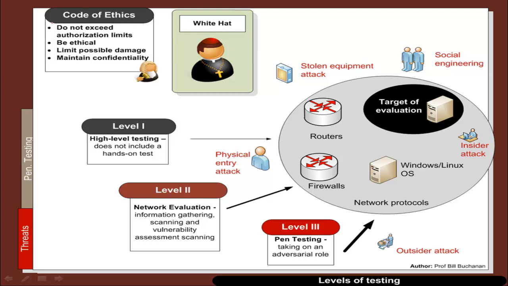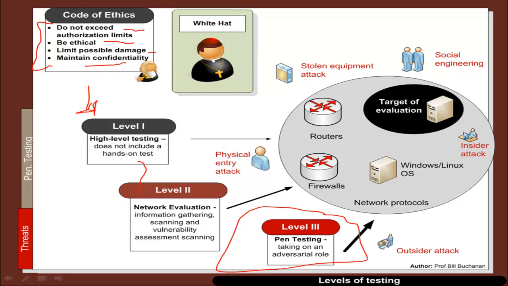So a key thing that we need is to have a code of ethics, and a good code of ethics is defined as not to exceed the authorization limits, to be ethical in everything done, and to limit the possible damage while maintaining confidentiality. There are often three main levels of testing. The first one is a high-level test, and there is no hands-on test done here. This is often looking at schematics, documentation, previous logs, and so on. Then at level two, there's a network evaluation, which typically involves information gathering, scanning, and vulnerability assessment. And then finally, we might have a level of penetration testing, which involves taking an adversarial role.